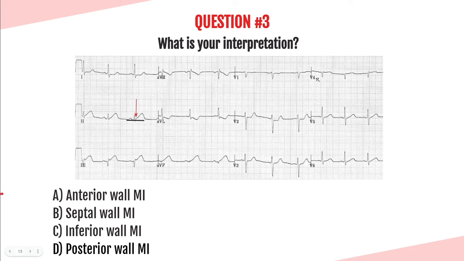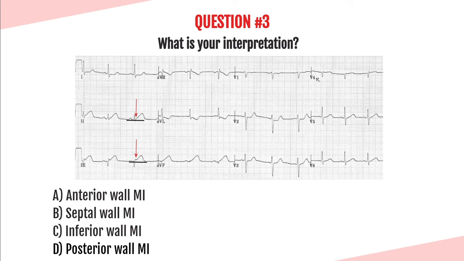We're going to draw that line from our PR segment straight across. And it looks like that J point is above the baseline that we drew. So here we certainly have ST elevation. All right, so far we have ST elevation in two contiguous leads, so leads 2 and 3.